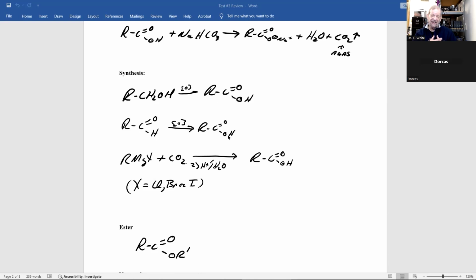Finally, one that I like, and I've actually used in my PhD synthesis, you take a Grignard, react it with carbon dioxide, CO2. Remember, X is chlorine, bromine, or iodine. Second step, acid water. You get a carboxylic acid that's 1 carbon longer than the R group you started with. That's a neat reaction. Dr. White loves Grignard reagents and reactions. It's one of those special reactions where you make a carbon-carbon single bond.